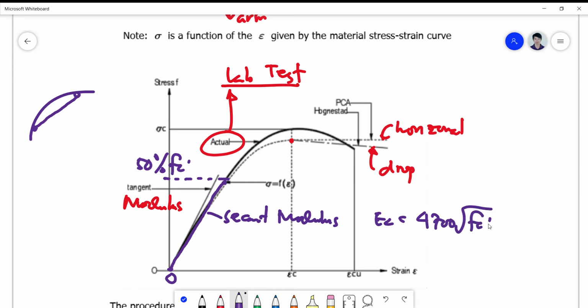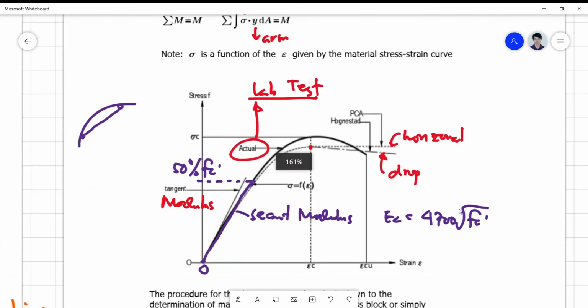Okay, so that's what we see. We cannot use the tangent because the tangent is unconservative. It's bigger. Okay? Okay, so let's go back.